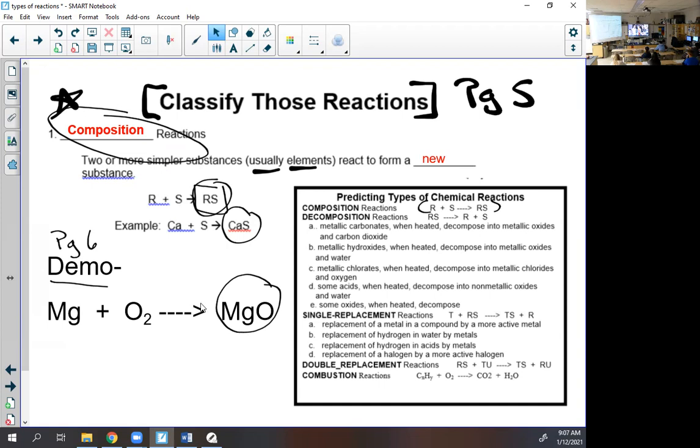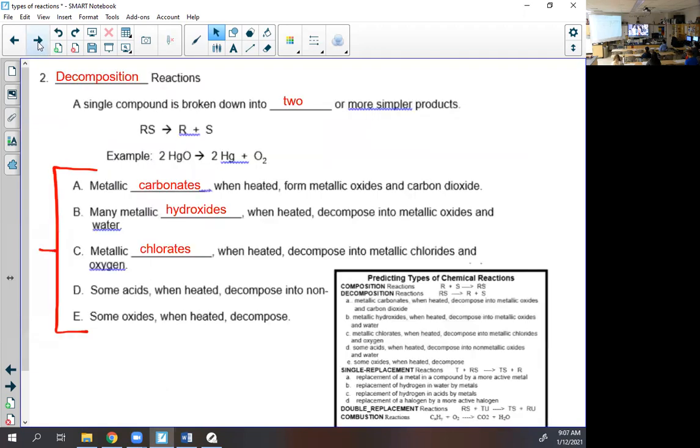I didn't ever balance this, by the way. It should be a 2, a 1, and a 2. Who had that right? Okay. Composition is when we bring things together and they stick together. So any guesses what a decomposition reaction is? It's the opposite. Okay, so back to page 5. Page 5 is a decomposition reaction. A decomposition reaction is when a single compound is broken down into 2 or more simpler products.